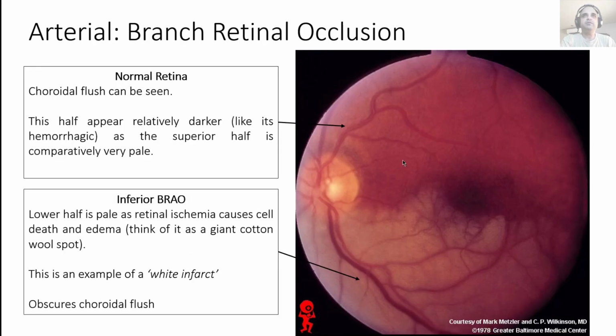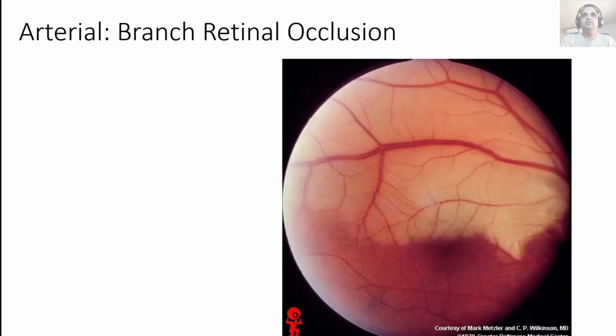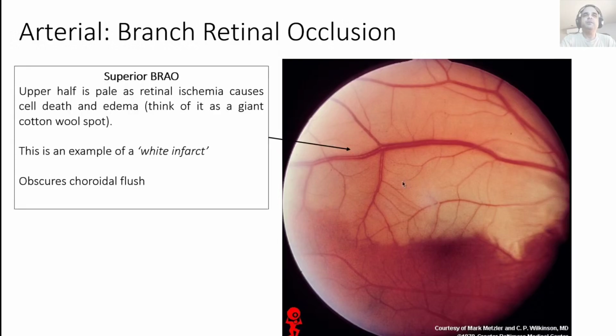So this person who is suffering from an inferior BRAO would suffer a superior field loss. Remember, retinal images are inverted vertically and horizontally from our discussion on glaucoma. This is an example of superior BRAO. This person would experience an inferior field loss. Field would be the visual field.